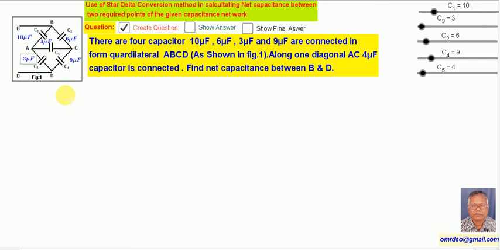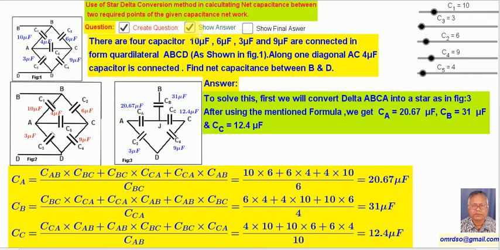Here I will use the star delta method. Alright, so the answer, I am showing the answer here. What I have done is I have converted a delta into star form. So this delta ABC has been converted into a star as shown here. So how has it been converted? What formula has been used? The formula I have mentioned here also.